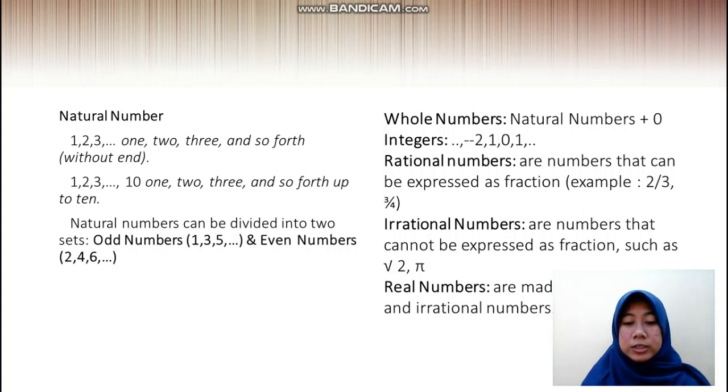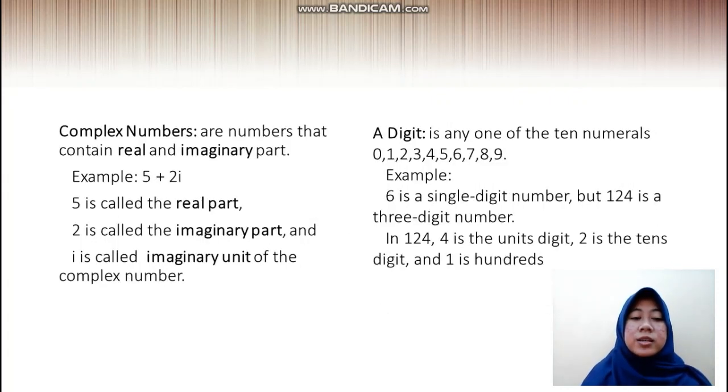And the next is real numbers, which are made of rational and irrational numbers. And then complex numbers are numbers that contain real and imaginary parts. For example, 5 plus 2i. 5 is called the real part, 2 is called the imaginary part, and i is called the imaginary unit of the complex number. And then a digit is any one of the 10 numerals 0, 1, 2, 3, 4, 5, 6, 7, 8, and 9.